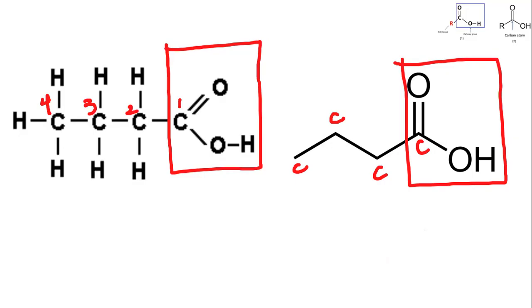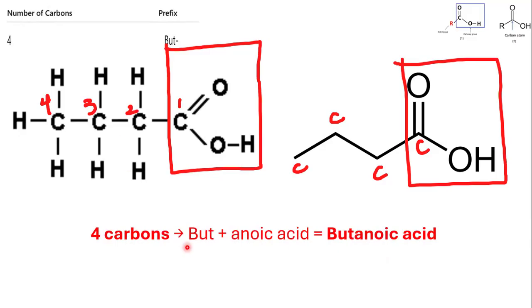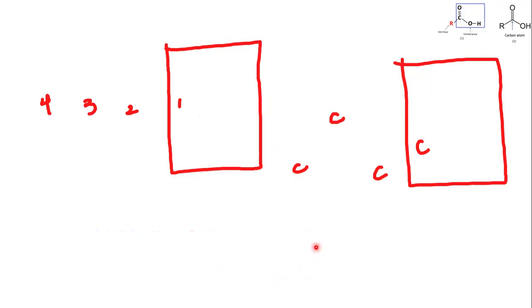So since we have four carbons, what are we going to use? Well, we are going to use but. So it's going to be butanoic acid. But because of the four carbons and enoic acid because it's a carboxylic acid. Perfect. Before we move on from this, I keep on forgetting the common name. The common name for this is butyric acid. Butyric acid. Okay.